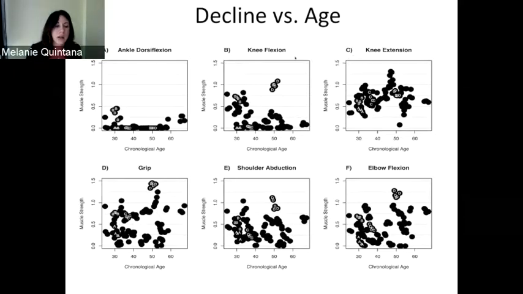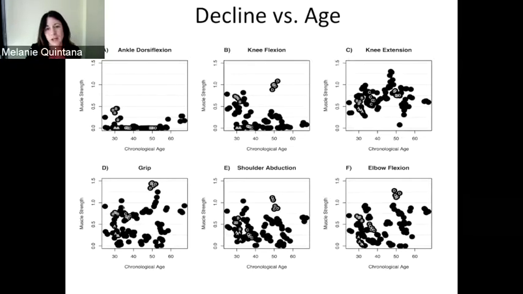This is a picture of how I took the dots for every individual, same ones I have on here, A, B, C, and D, but also all the other individuals in our natural history study, plotted them against their chronological age, the muscle strength for each endpoint. And if you don't see anything here, that's okay, because we did not either.